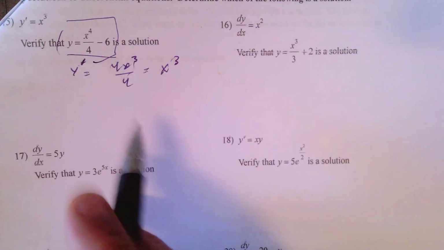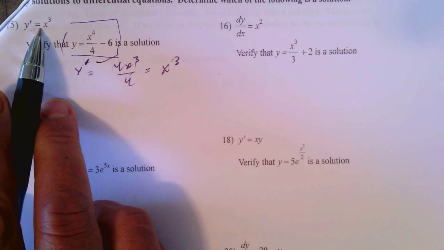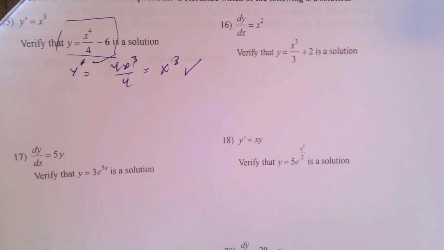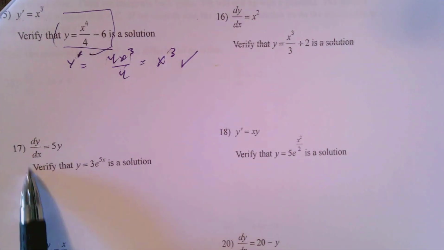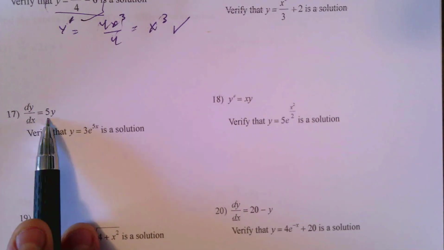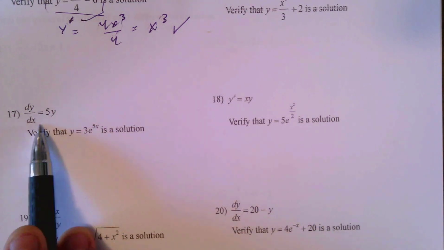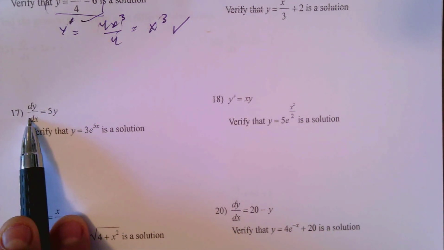And what does this say? It says y prime is equal to x cubed. And so it checks out. That's all you have to do for that one, is to make sure that the derivative is actually x cubed. Here we're saying that the derivative is equal to 5 times y.